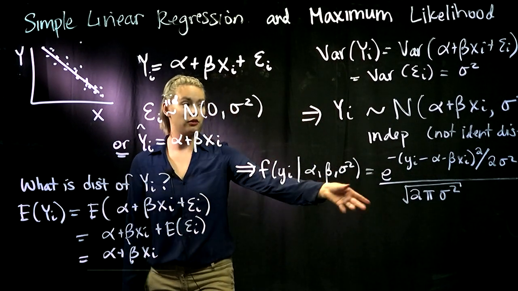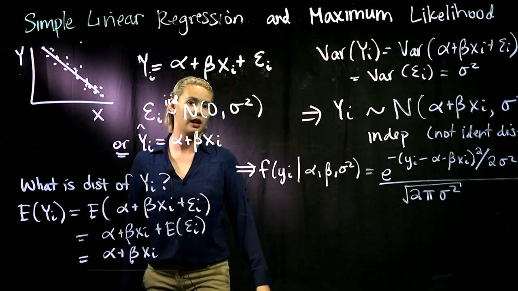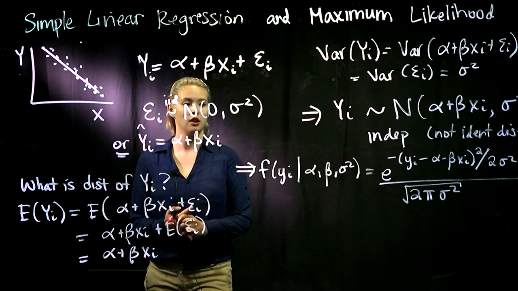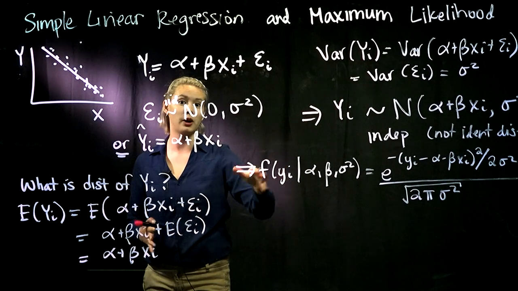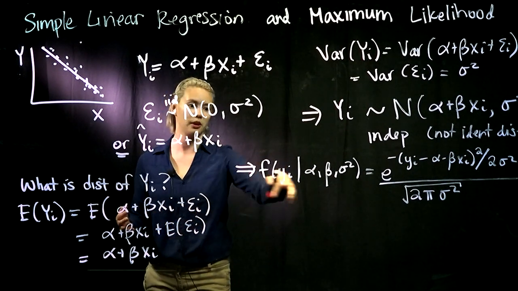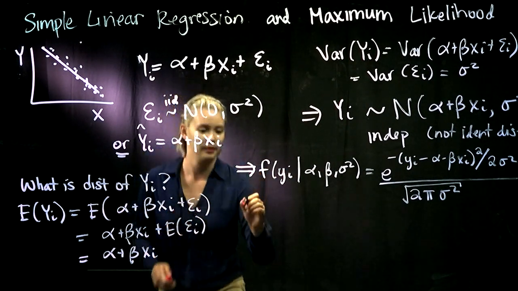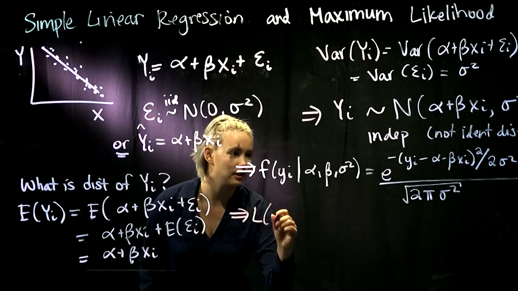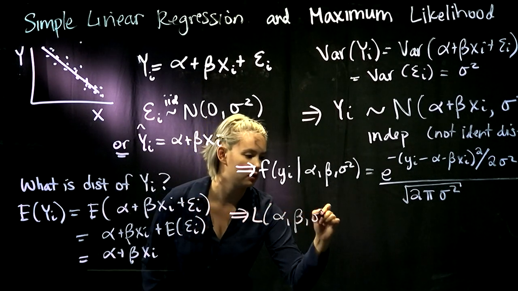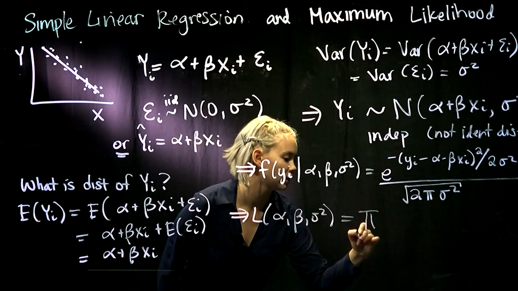This is the PDF just for one of these yi's, and so if we want the likelihood for these parameters given all of the yi's, then we know that we need to take the product of these PDFs. So our likelihood, we said, is the product of these PDFs.